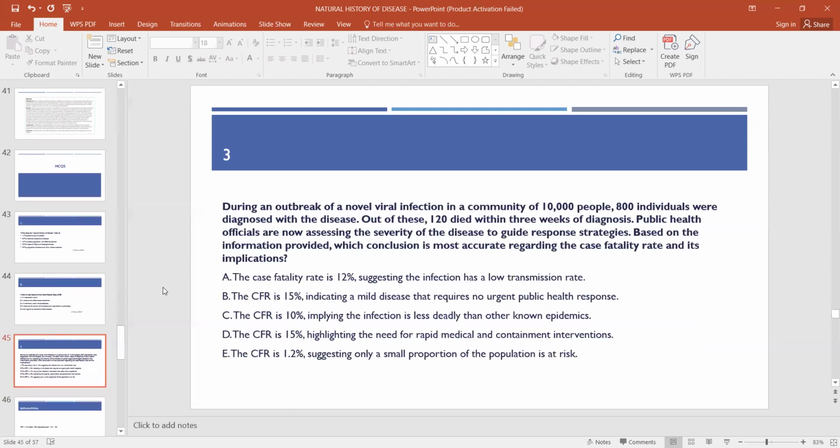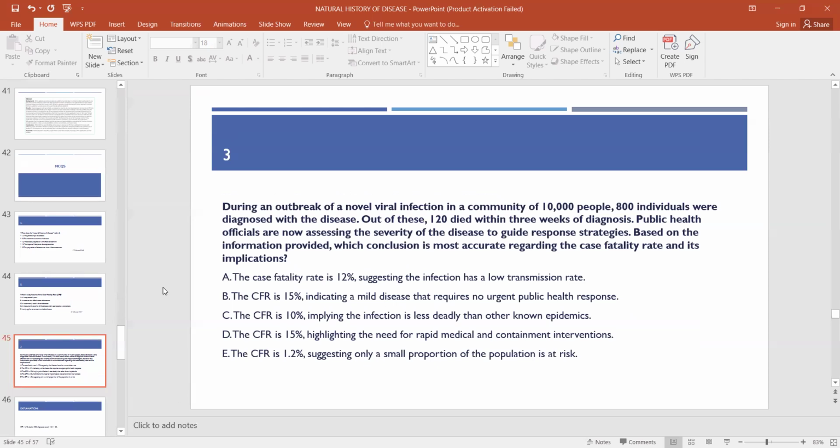MCQ number 3. During the outbreak of a novel viral infection in a community of 10,000 people, 800 individuals were diagnosed with the disease. Out of these, 120 died within 3 weeks of diagnosis. Public health officials are now assessing the severity of the disease to guide response strategies. Based on the information provided, which conclusion is most accurate regarding the case fatality rate and its application?